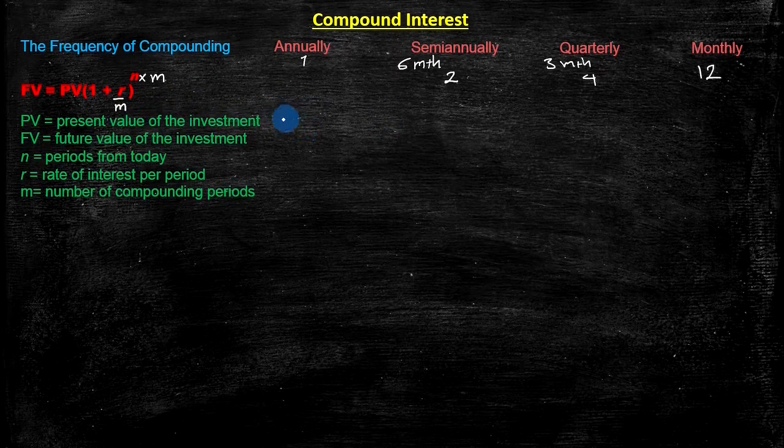Let's say you have $10,000 and you want to invest that in a certificate of deposit, and they tell you that they will give you an interest rate of 10%. And it is compounded, for the sake of simplicity, let's say semi-annually. So your M, the compounding periods, will be 2. And you want to know what will be the future value of your money after 3 years, let's say. So N will be 3.